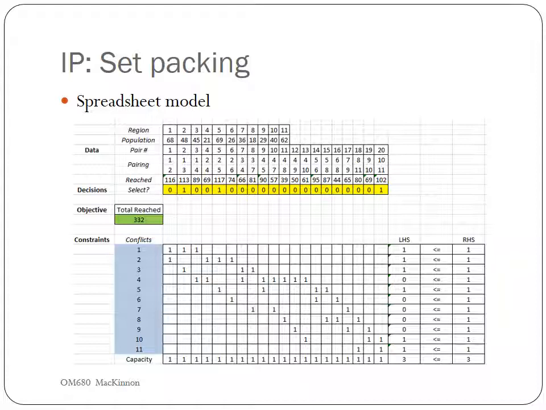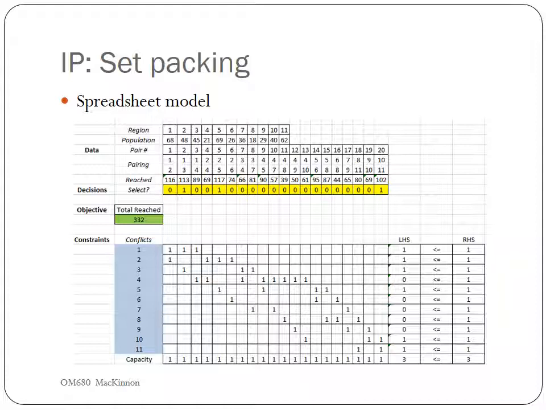Okay? So in terms of constraints, we have down the left-hand side, we have our 11 regions. Okay? And so for region 1, any pair that has a 1 in it gets a 1 down here in the constraint. Any pair that has a 2 in it gets a 2 here, and so on. And so as you can see, you build the conflict model by doing this.